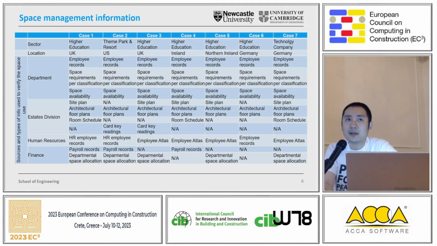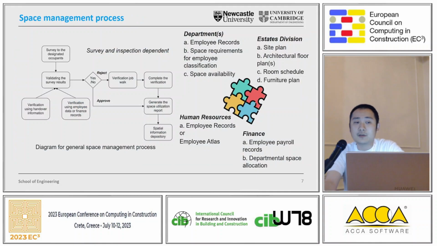So this is from an interview conducted by my colleague Janet. She interviewed 7 university estate managers to find out what information they use during their daily operation, when they try to generate the space utilization report. This is a generalized diagram for the space management process. As we can see, this process is still manual.